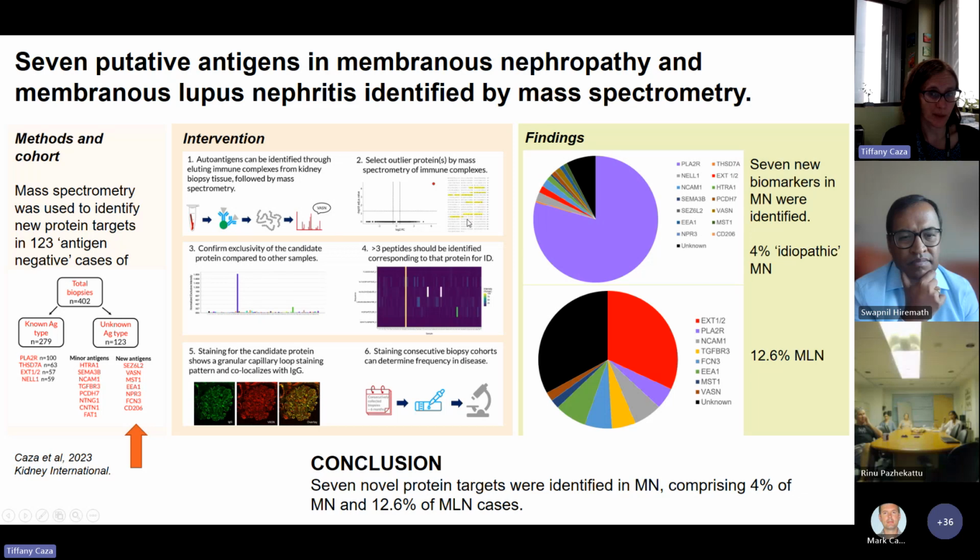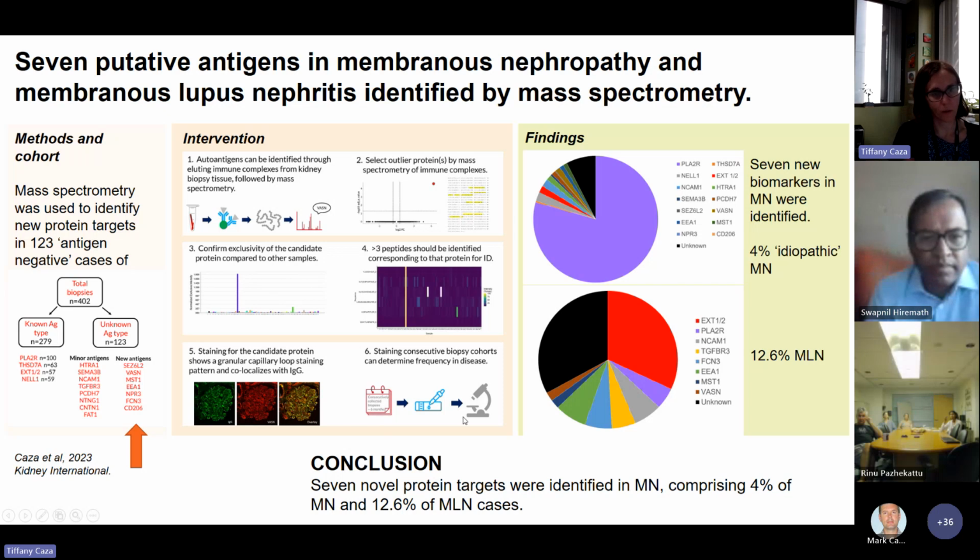You want to see multiple peptides responsible for that protein and exclusivity with other proteins. Showing confocal co-localization can give you confidence as a candidate, and then you can determine the frequency by taking a biopsy cohort, staining for the antigen, and seeing the number of cases in total. That led to identification of more targets in membranous lupus nephritis, and to a lesser extent, non-lupus membranous cases.